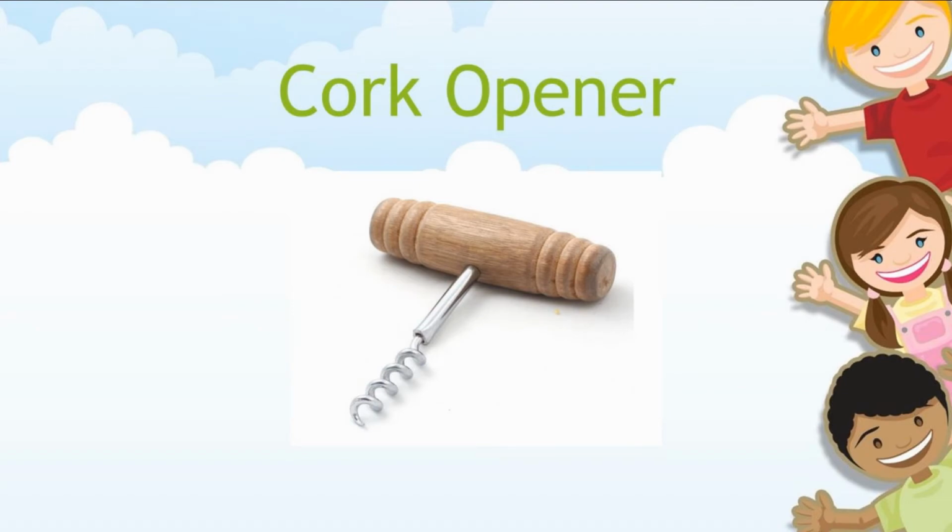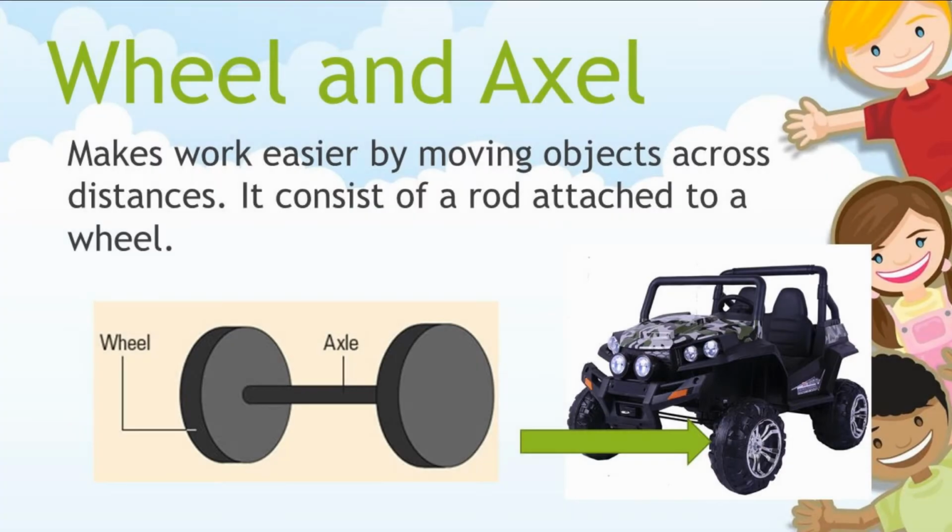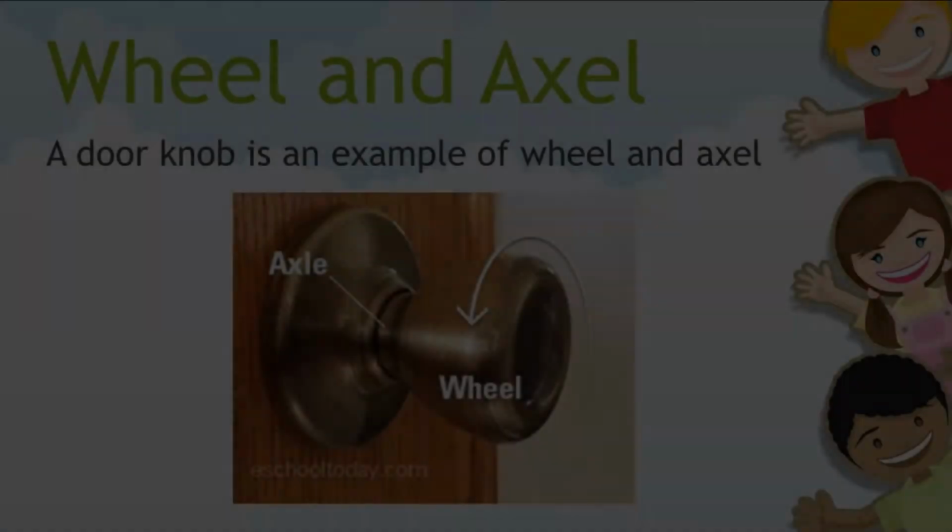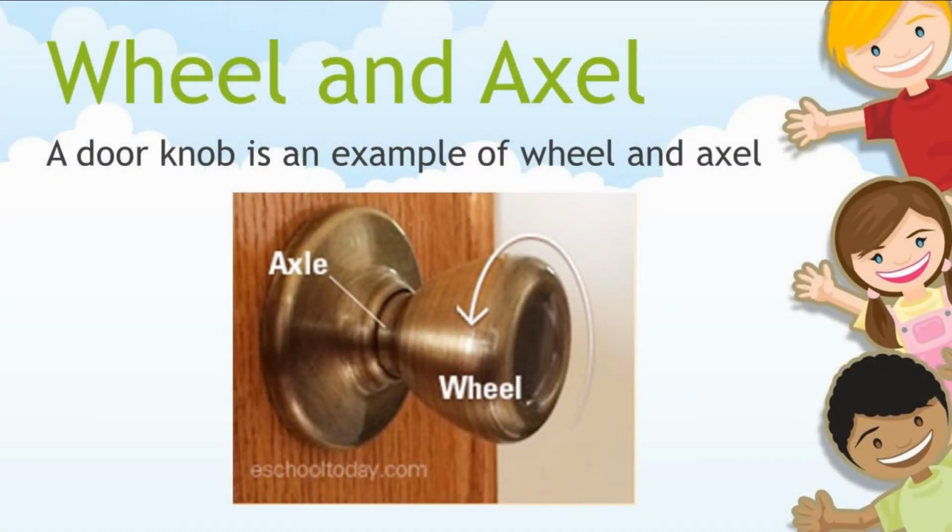The fifth type of simple machine is wheel and axle. It makes work easier by moving objects across distances. It consists of a rod, which is called an axle, attached to a wheel. A simple doorknob is another great example of the wheel and axle. The locking mechanism of the doorknob is inside of the door and can only be controlled by the knob. Since it will be difficult turning the axle to open the door, we can turn the wheel instead, and that does the job for us.